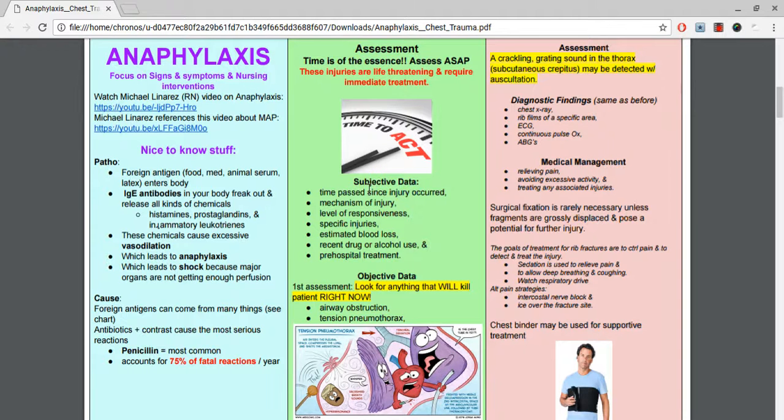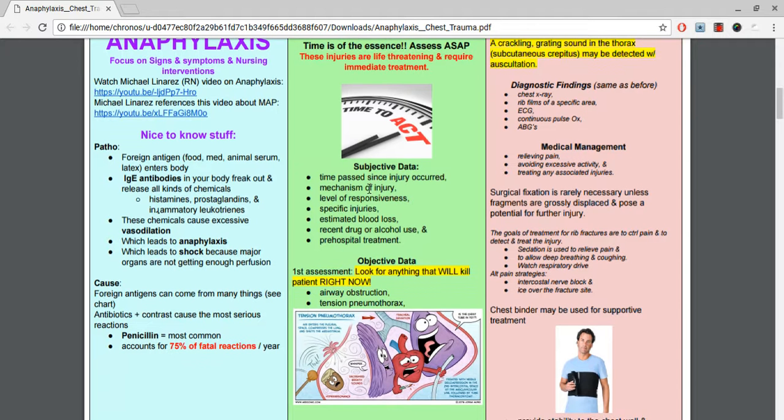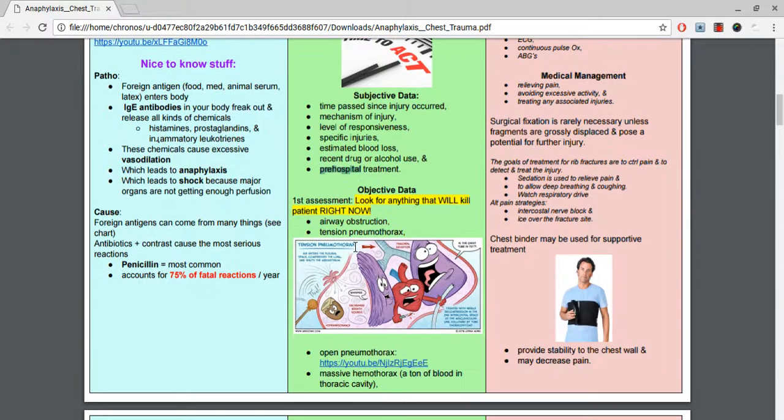Okay, so the subjective data, if the patient is conscious, you have to figure out how much time has passed since the injury occurred. You figure out the mechanism of the injury. Did they hit their chest on the wheel, or did they hurt themselves on the seat belt, anything like that? Level of responsiveness, the specific injuries that they have, how much blood they've lost, any recent drug or alcohol use, and what the pre-hospital treatment was. You can probably get that from the EMTs that bring the patient in.